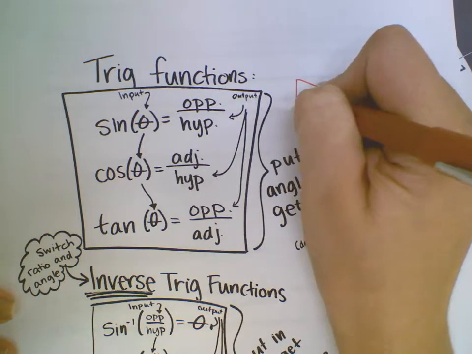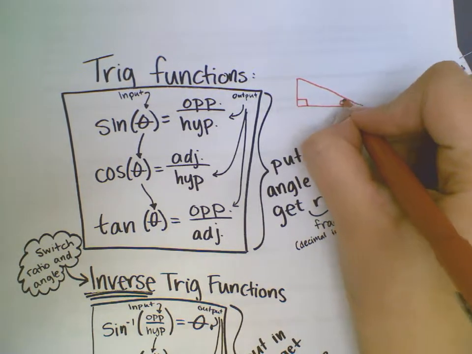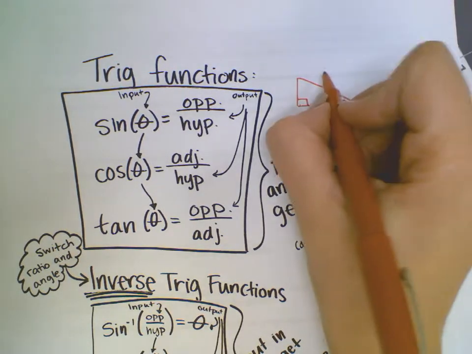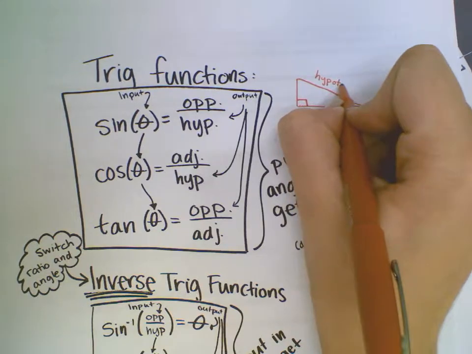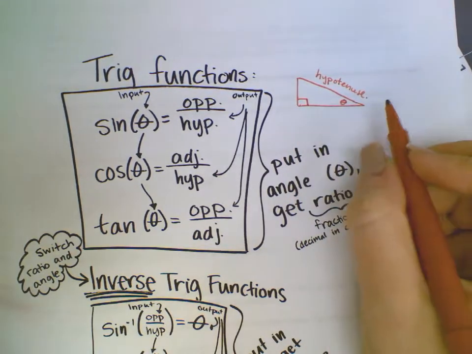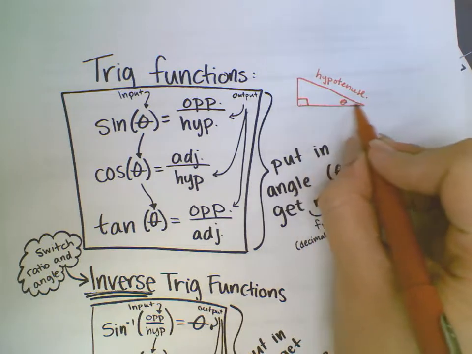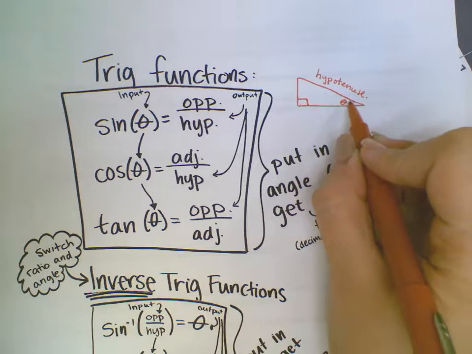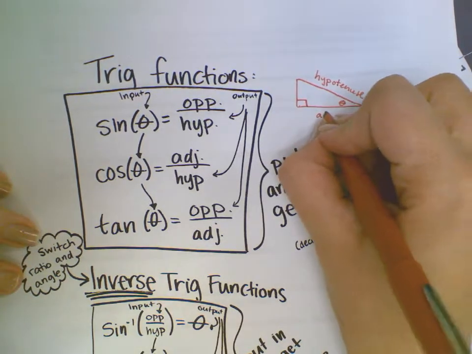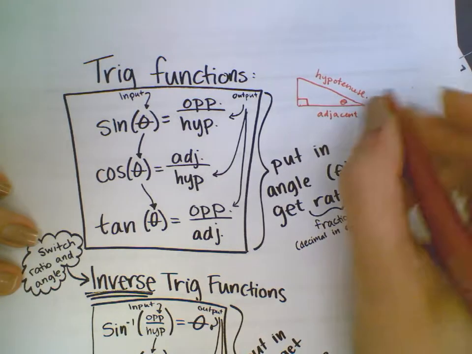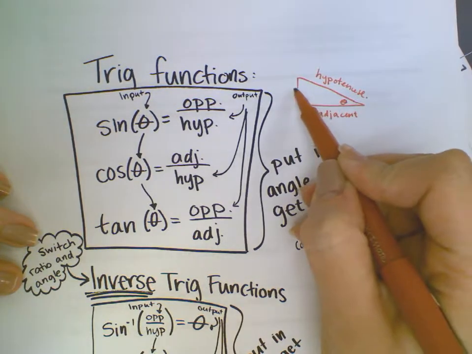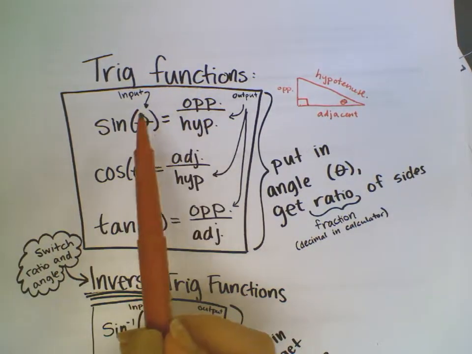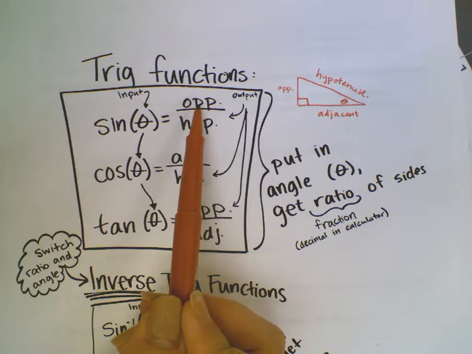again, it must be a right angle, or a right triangle. If I called this theta right here, across from the right angle will always be the hypotenuse. And then the other ray, or the other line segment that helps create the angle that is being talked about, will be the adjacent side. And then if we go across the triangle, we get to the opposite side. So the sine of the angle gives us opposite over hypotenuse.